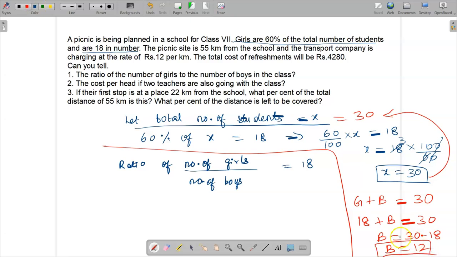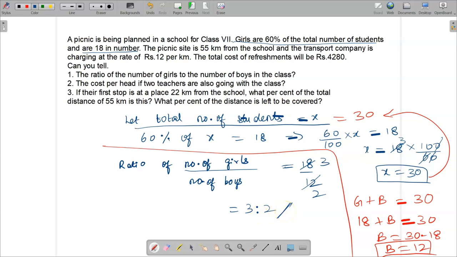So once we have determined this, the ratio of number of girls to the boys is given by 18 by 12. So now we have to find out the ratio. Whatever the possibilities of division are, we can do that here. So 6 2s are 12, 6 3s are 18. So what is the ratio? It is 3 is to 2. 3 by 2 we can write as 3 is to 2. So this is the final answer for the first question. The ratio of number of girls to the number of boys is 3 is to 2.